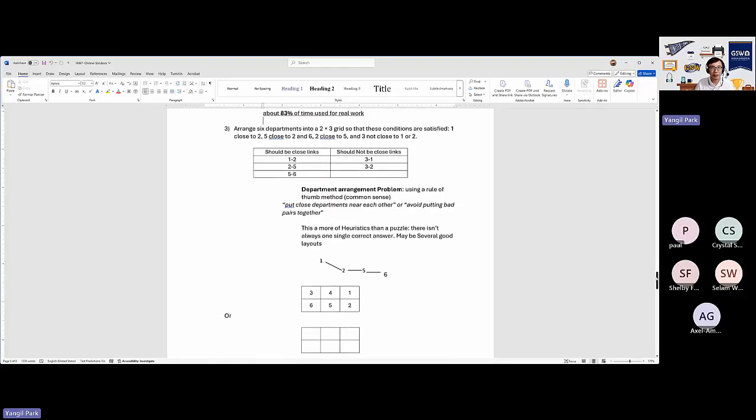Okay, here we go. We have 6 departments. We're trying to put them into slots in a 2x3 grid. And there are some conditions. Once again, 6 departments. 1 and 2 must be close. 2 and 5 must be close together. 5 and 6 must be linked. However, 3 and 1, 3 and 2 must not be close.